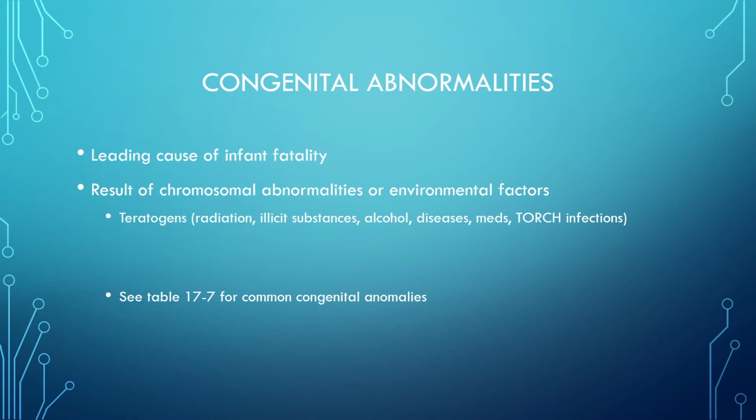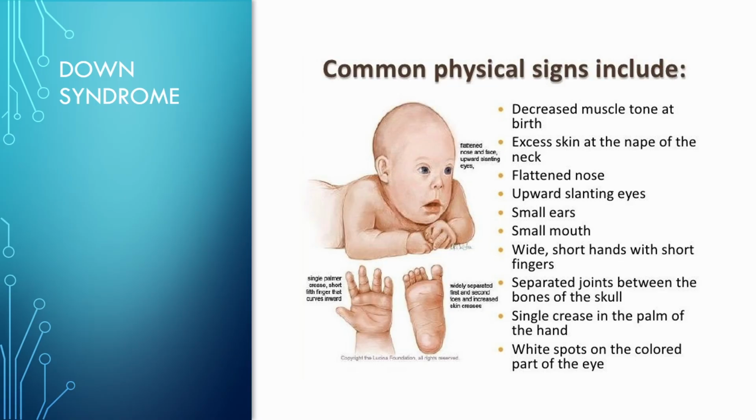Table 17-7 lists some common ones. The one that I do want to touch base on is Down syndrome. So some common physical findings in a baby that would make you think that maybe this baby has Down syndrome. A protruding tongue. So sometimes their tongue is so big that it always sticks out of their mouth. They can have that simian palmar crease, so that one transverse crease in their hand. Muscular hypotonicity, so they're very flexible, like no tone at all. Low set ears and a flat nasal bridge.